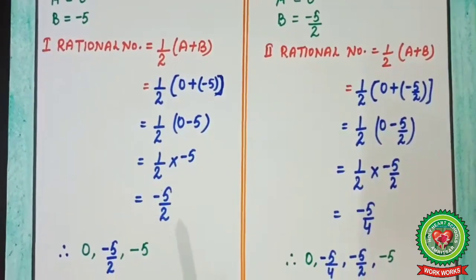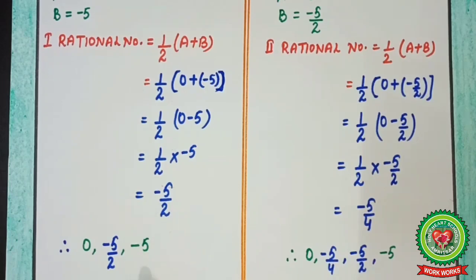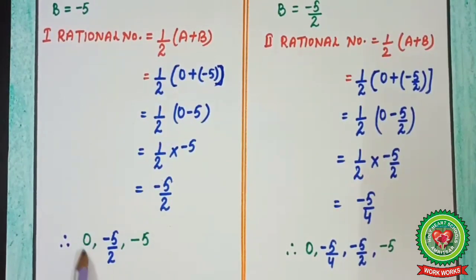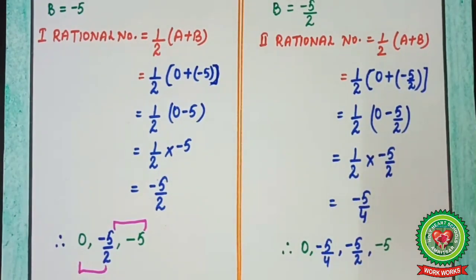Now how to insert this number between two numbers? So now the two numbers were 0 and minus 5, and you have to insert this first rational number between these two numbers. So you will write here minus 5 upon 2. Now again student, it is your choice which two pairs you want to take as A and B, right? Can I have the pairing as these first two numbers as A and B, or you can choose this minus 5 upon 2 as A or minus 5 as B, right?